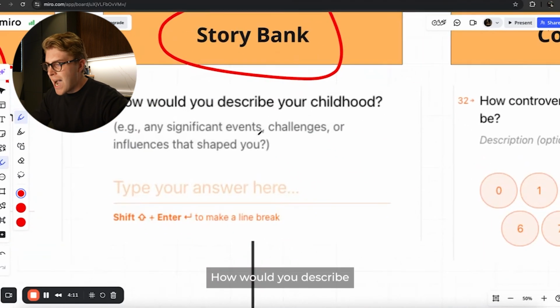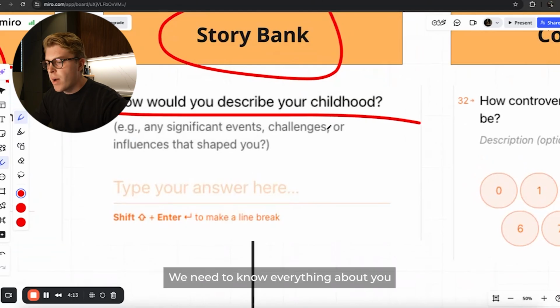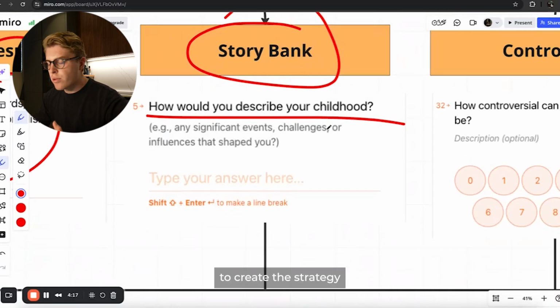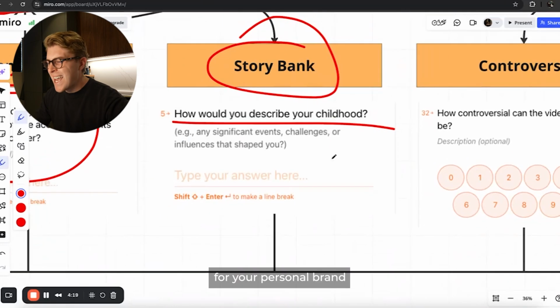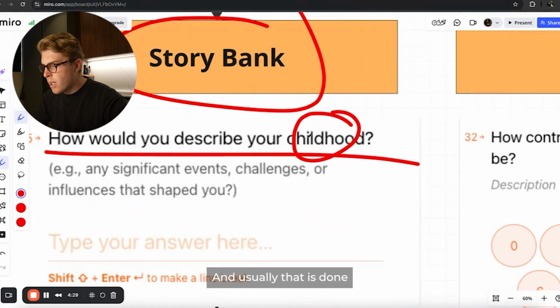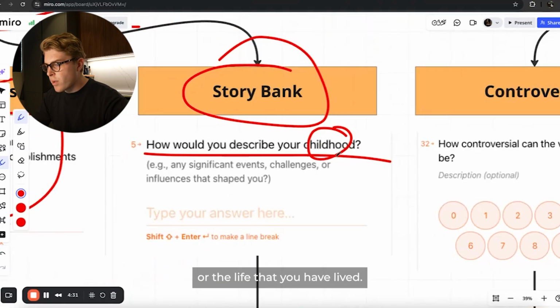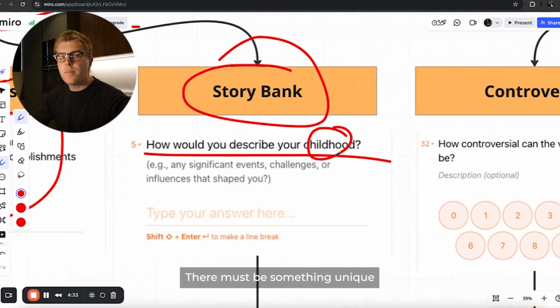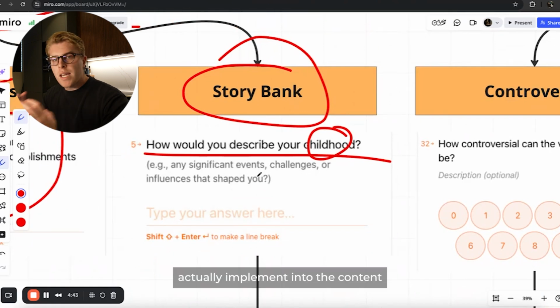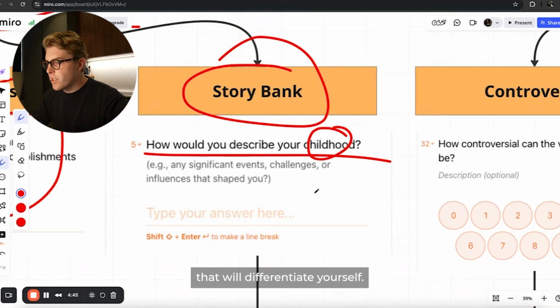Then the story bank. How would you describe your childhood? We need to know everything about you and who you are as a person in order for us to create the strategy for your personal brand and actually get you the results that you deserve. Because in this crowded market of info guys and people selling an info product, you need to differentiate yourself. And usually that is done with the childhood that you have had or the life that you have lived. There must be something unique within your life that nobody else has had happen to them that we can actually implement into the content that will differentiate yourself.